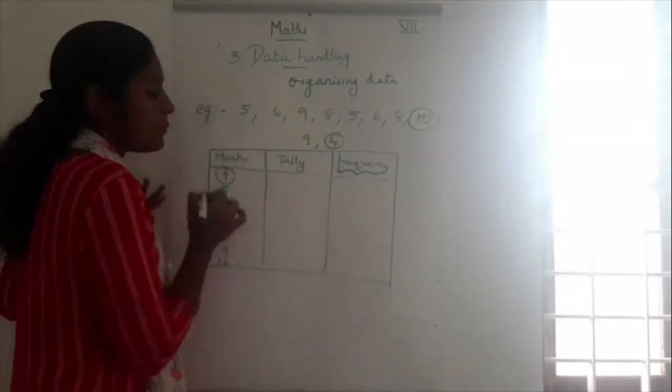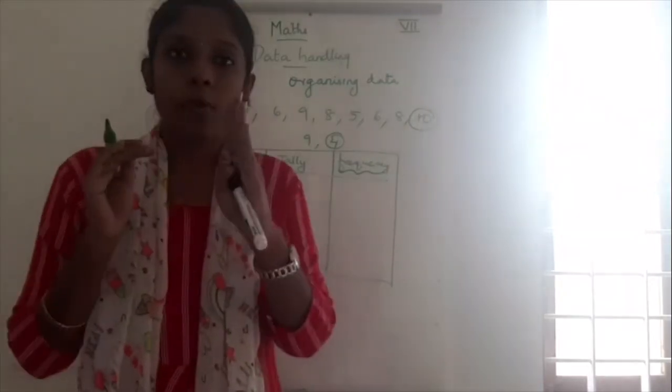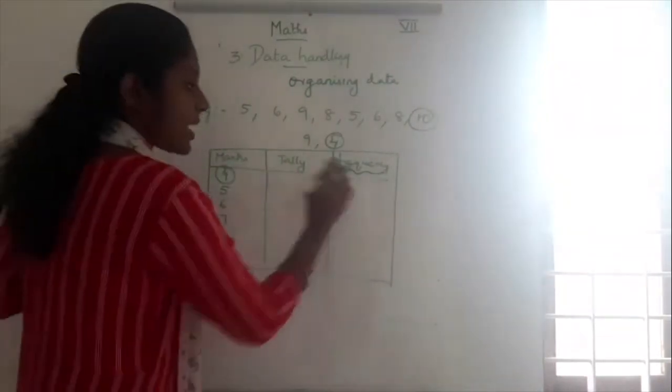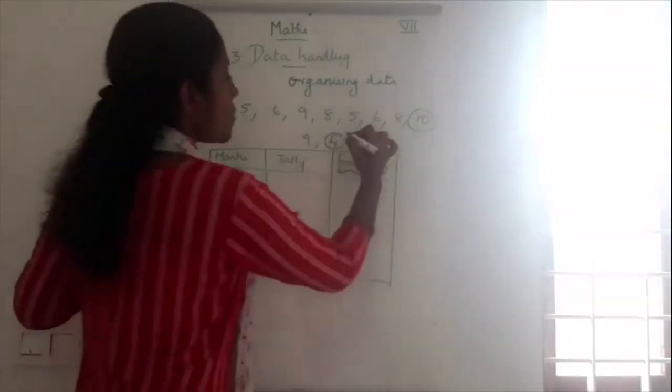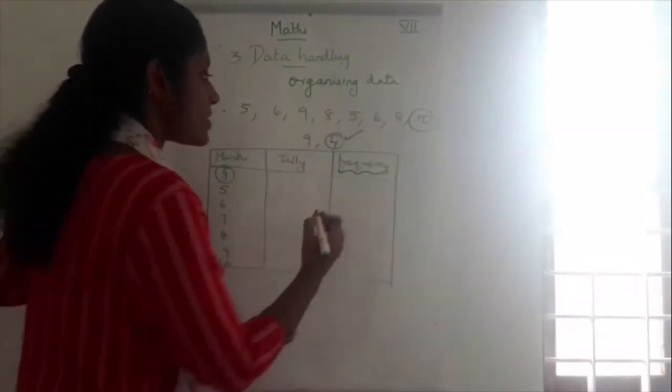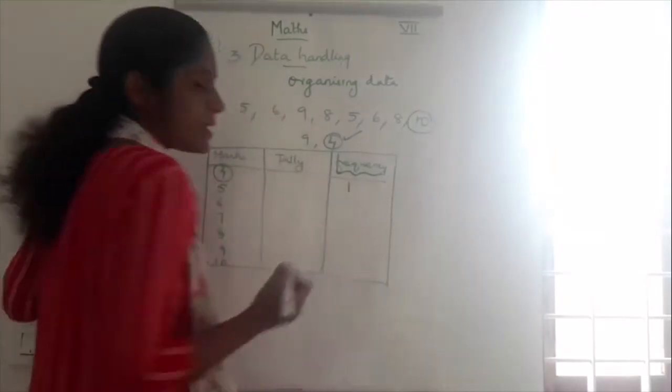Frequency means how many students obtained 4 marks. We will check how many students got 4 marks. We are going to write that number here. Here how many students obtained 4 marks? Only one student obtained 4 marks. We are going to write the frequency as 1.